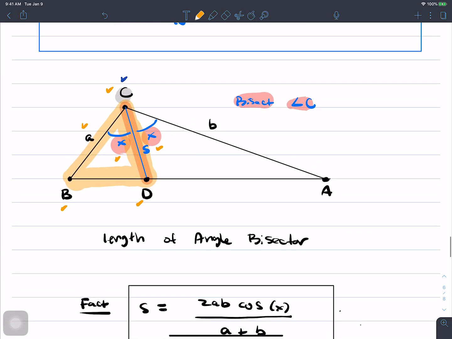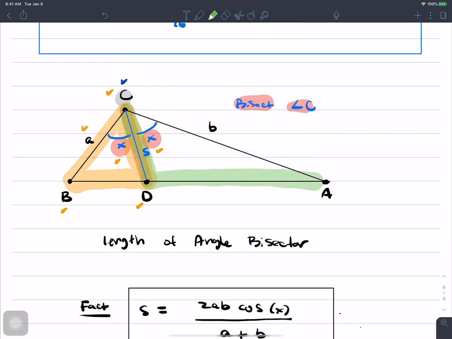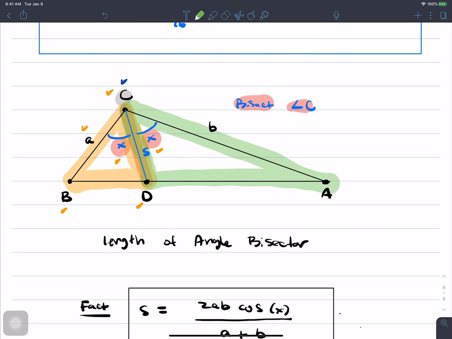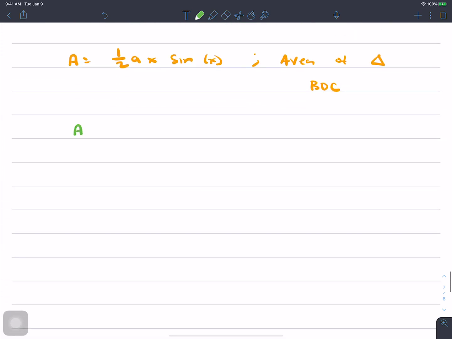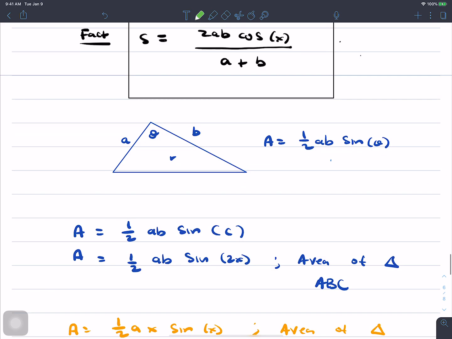And similarly, in green, we can find the area of triangle DCA, and that in green is going to be 1/2 S, B, and then sine X. So in green, our area is 1/2 BS sine X, and that's the area of triangle ACD.